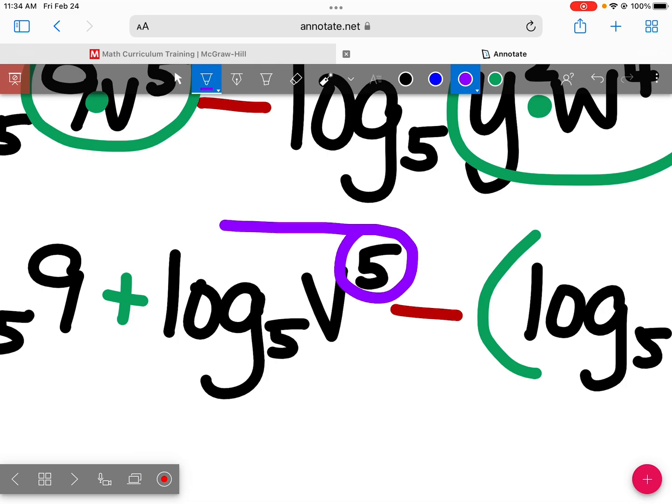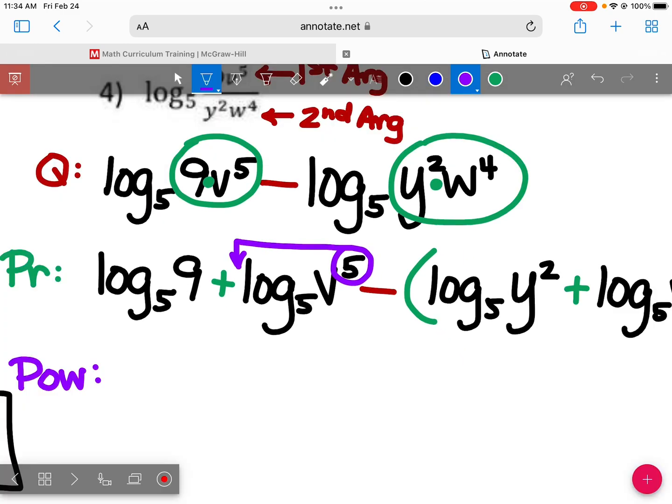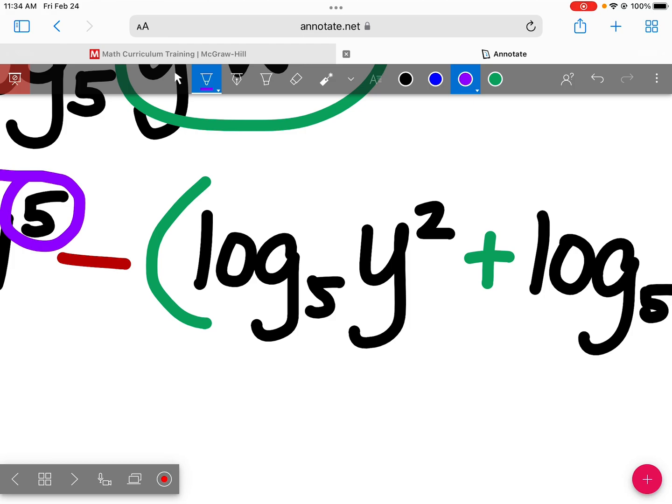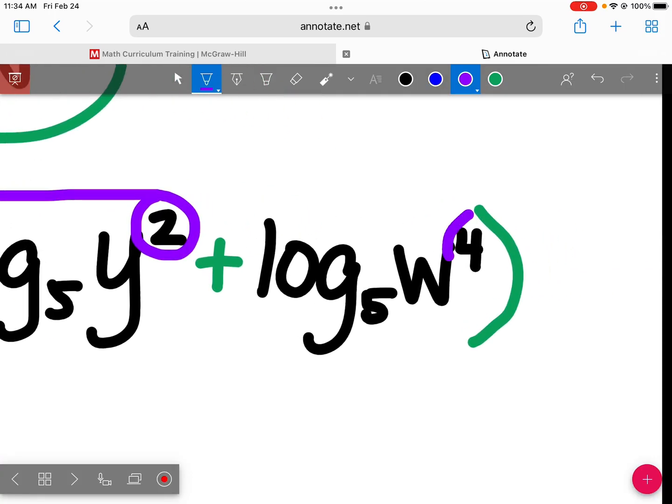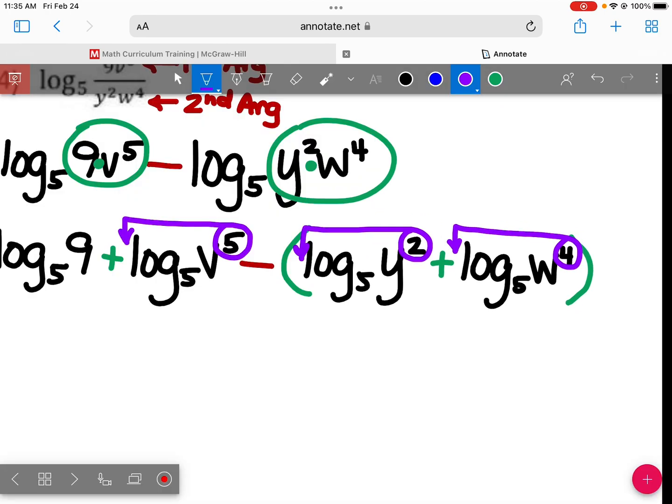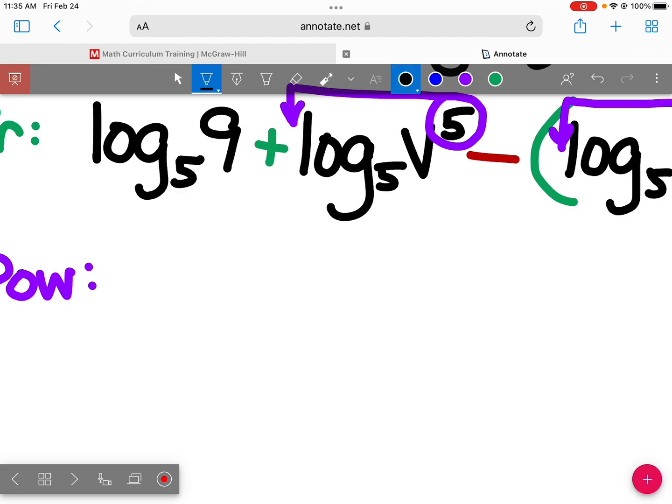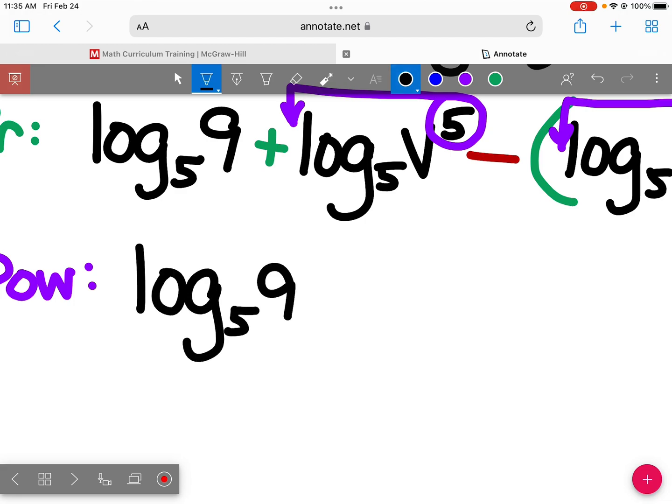Log base 5 v to the 5th. So this 5 is going to come in front of this log right here. Where else? Y to the power of 2. So that 2 stays inside the parentheses but comes in front of this log here. W to the 4th power. So that 4 is going to be after the plus sign but in front of that log. So log base 5 of 9 just comes straight down. Plus what?